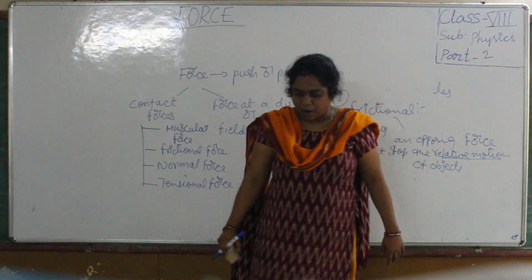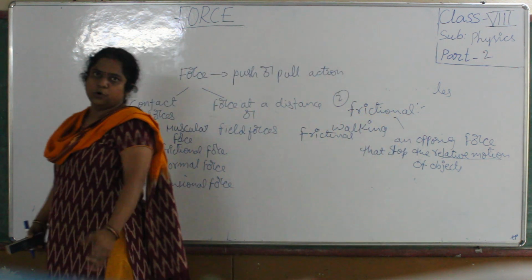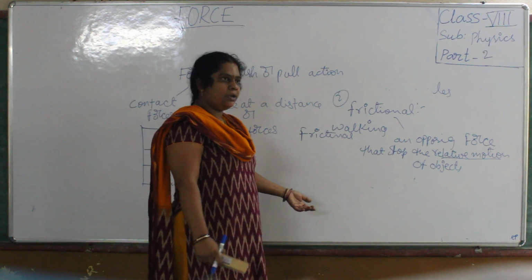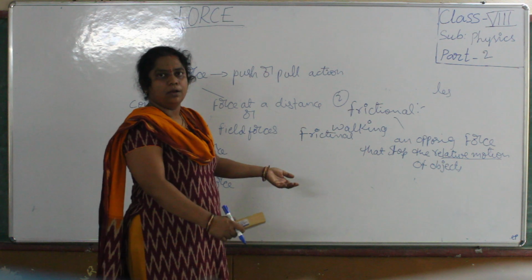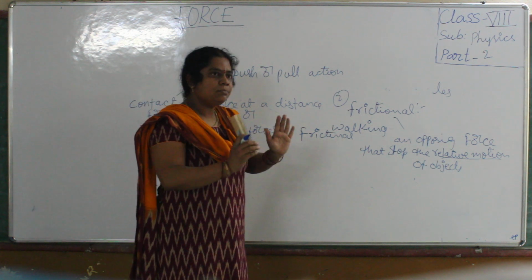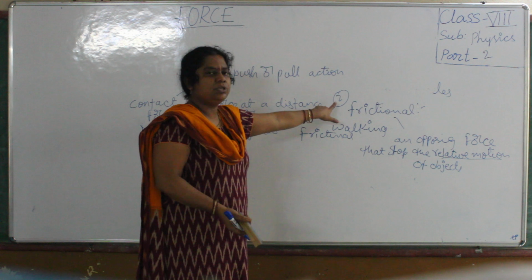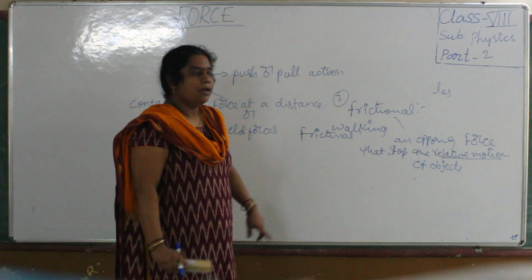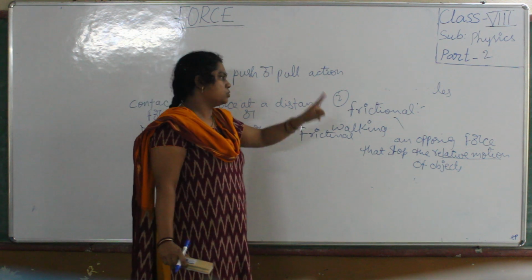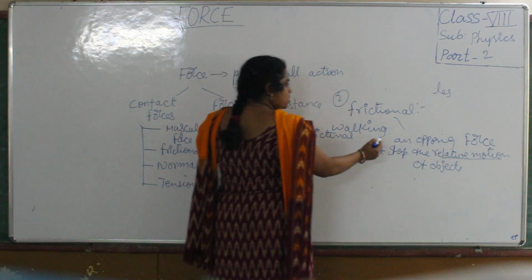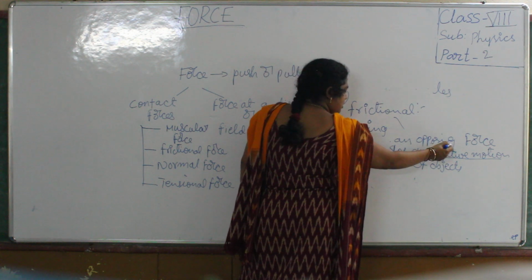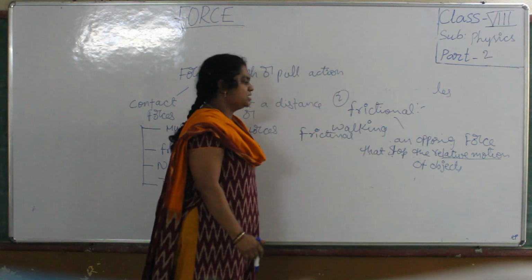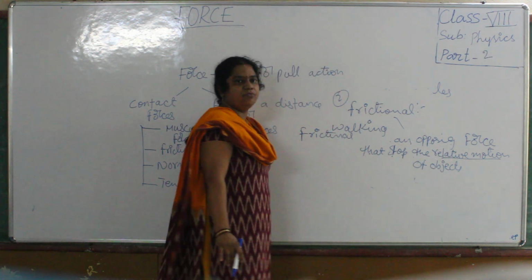Suppose you are walking. The object moving here is you. You are walking from here to there. When you are walking, your force is making you fall, but some counter force is helping you to stand. That is called frictional force. What is friction? An opposing force that stops or resists the relative motion of objects is called frictional force.